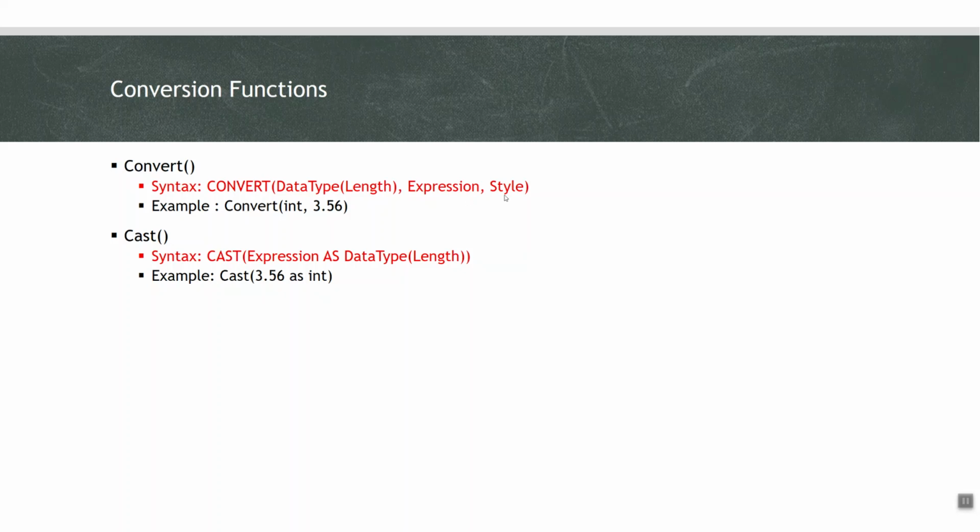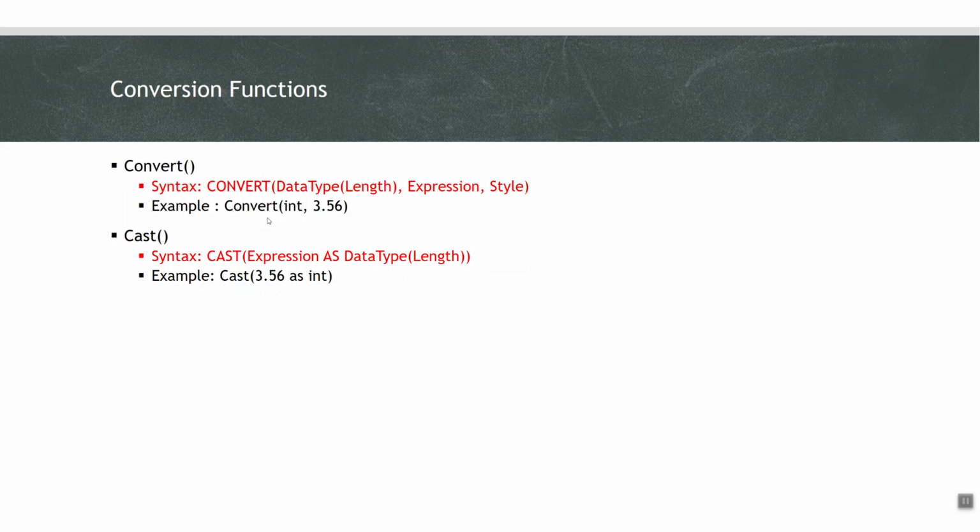And the style is optional again. This is generally used to format between two data types, mainly for string formats or date formats. I'll show you that later in an example.